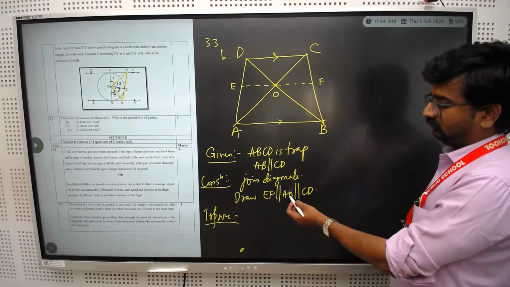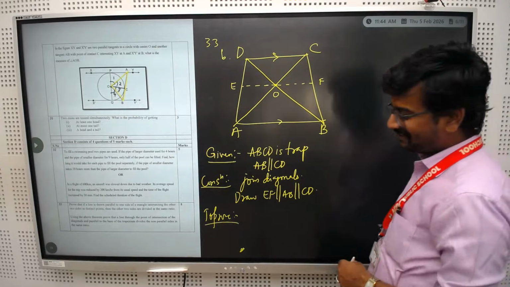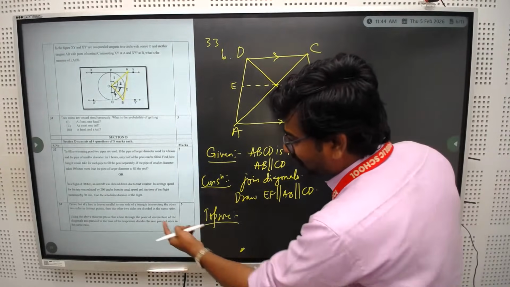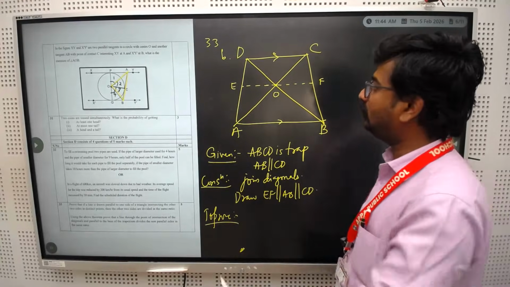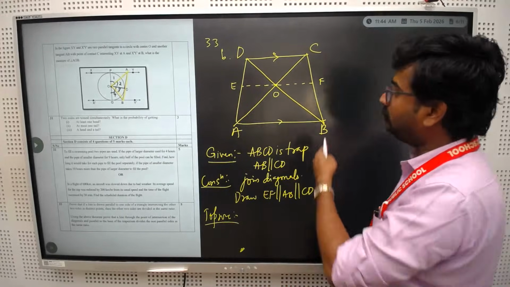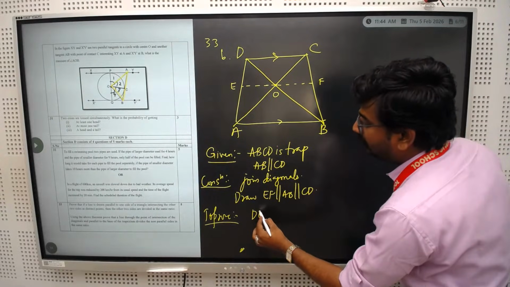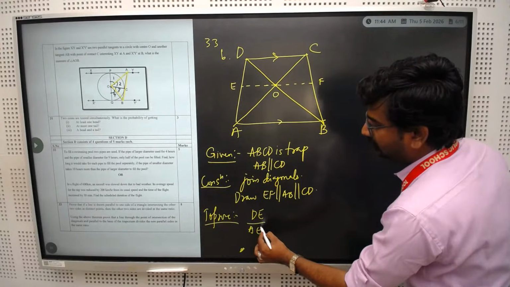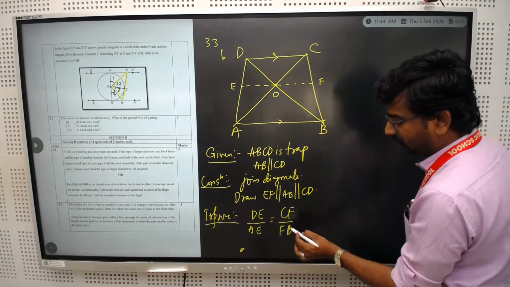EF is parallel to AB parallel to CD. What should I prove? A line parallel to the parallel sides of a trapezium divides the non-parallel sides in the same ratio. Who are the non-parallel sides here? AD and BC. When divided, it should be DE by AE is equal to CF by FB. This is what I have to prove.